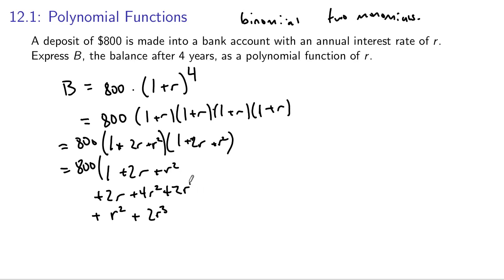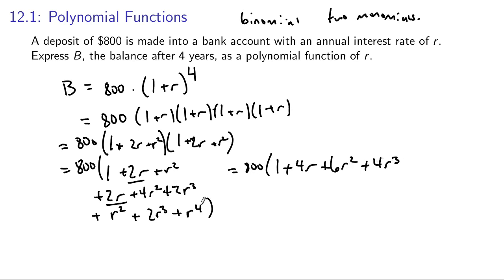I think I messed up, this should be a cubed. That's why I like to arrange this way so I see these mistakes. So here we had 2R times R squared, that should be 2R cubed. And then we have R squared times R squared at the end, which should be R to the fourth power. So that gives us 800 times 1, and then gathering like terms, we have a 2R and a 2R for 4R. This sort of diagonal kind of looking area, we have R squared and 4R squared, which is 6R squared. And then 2R cubed and 2R cubed would be 4R cubed, and R to the fourth.